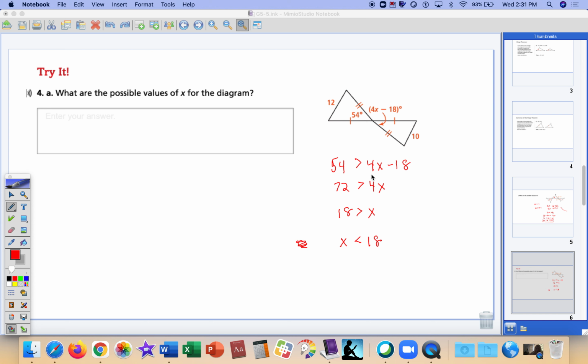Now let's also be careful here. The 4x minus 18 has to be greater than 0. So you're really also solving 4x minus 18 is greater than 0. So 4x is greater than 18, x is greater than 18 fourths, so x has to be greater than 9 halves. That means that x is between 9 halves and 18. Just want to make sure I didn't make any careless errors here. 9/2 and 18. Very good.